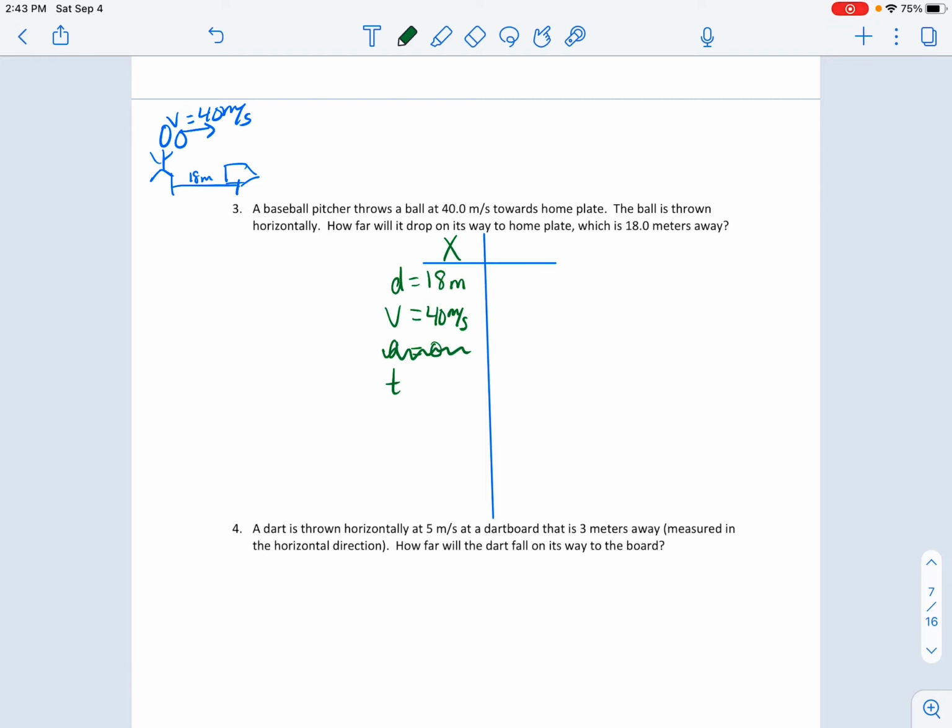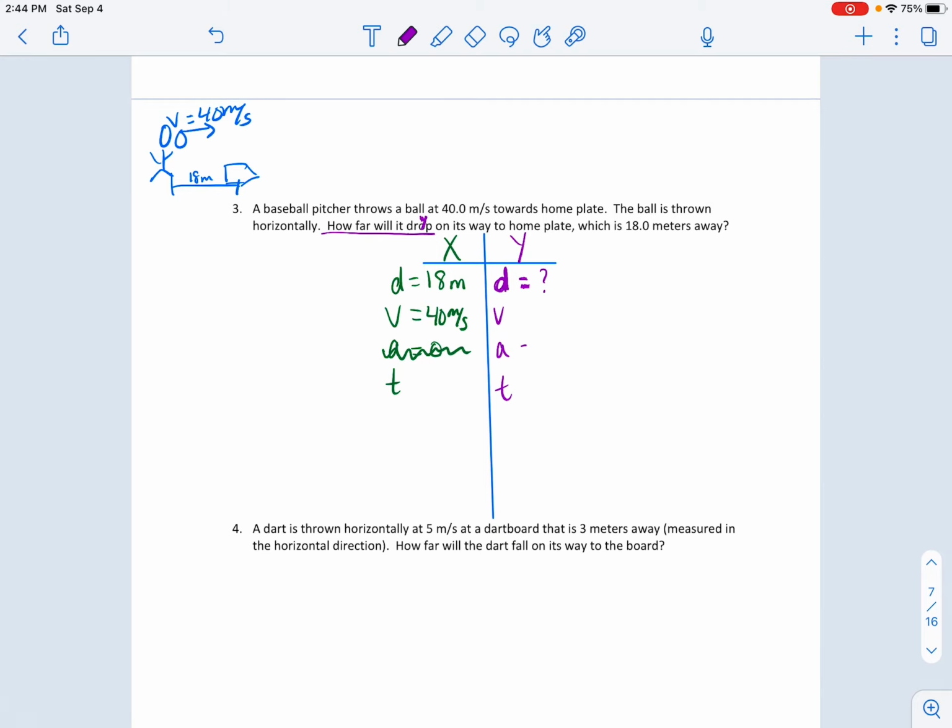So is it asking me for time? No, it's not asking me for time. It's asking me how far will it drop. So this makes it along the y-axis. So over here, I'm going to list these same variables, but they are asking for this displacement. That's what they want to know, okay?